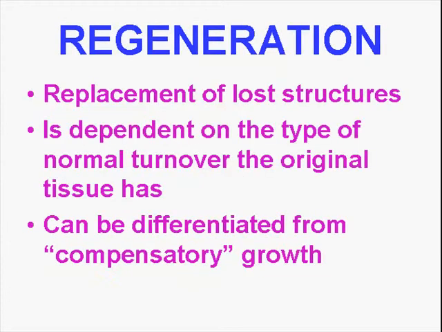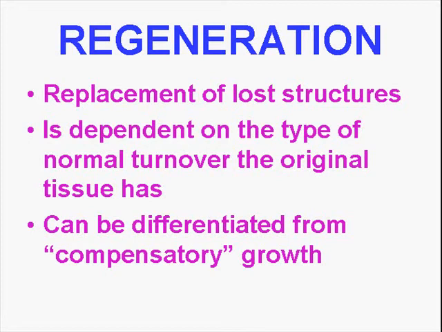What is regeneration? Regeneration is replacement of lost structures. It is totally dependent on the type of normal turnover the original tissue has. So, for example, if a white cell normally has a turnover of a couple days, that's going to be fast regeneration. If cells like striated muscle or brain don't normally undergo mitosis, that's going to be a really, really long one. In fact, it probably will never really fully happen.